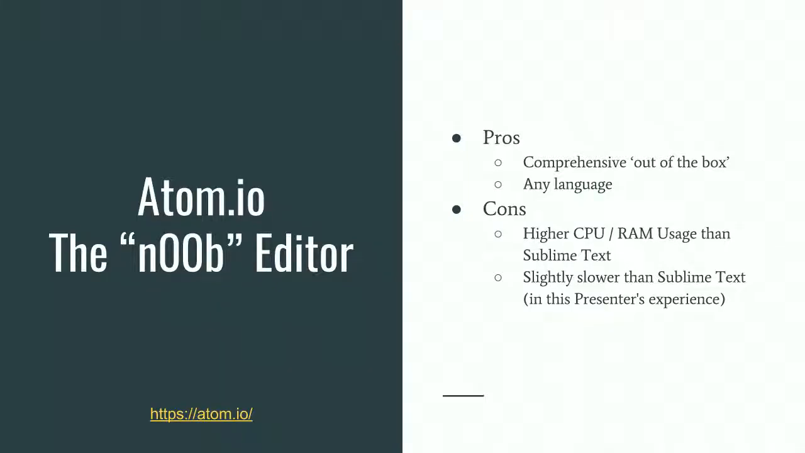Atom.io, I call it a noob editor. With Sublime Text, you have to do a lot of configuration and add this package, add that package. It's very lightweight as opposed to Atom.io, which is a little bit heavier.